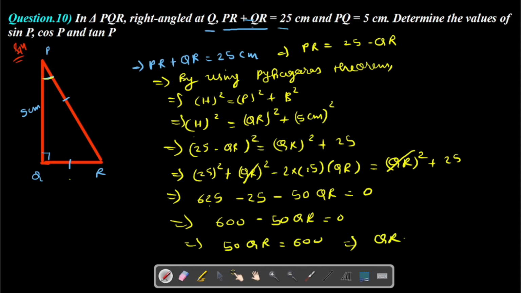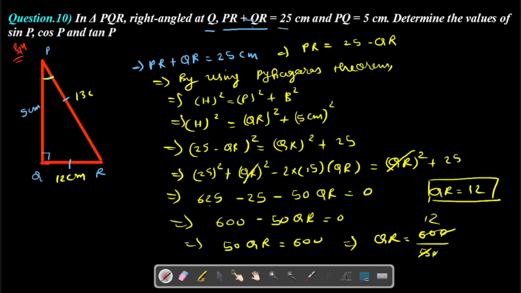Similarly, QR equals 600 divided by 50, right? So the 0s will be cancelled out. 5 multiplied by 12 is 60, so QR becomes 12. QR becomes 12, right? So this is our 12 centimeter, and if this is 12 centimeter, then our PR becomes 25 minus 12, which is 13, right? 13 centimeter. Okay, now we just find the values.